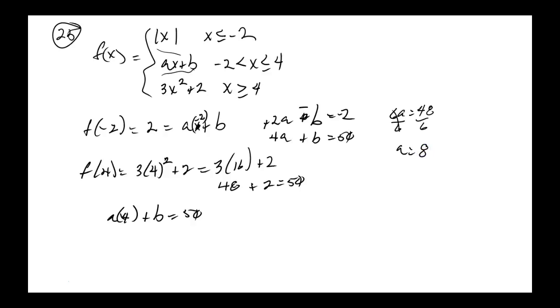Okay, got it? So plug back in. Let's go back to the first one. Minus 2a plus b is equal to 2. That would be minus 16 plus b is equal to 2. b is equal to 18. So a is equal to 8, b is equal to 18. And that's what they got. Good for them.